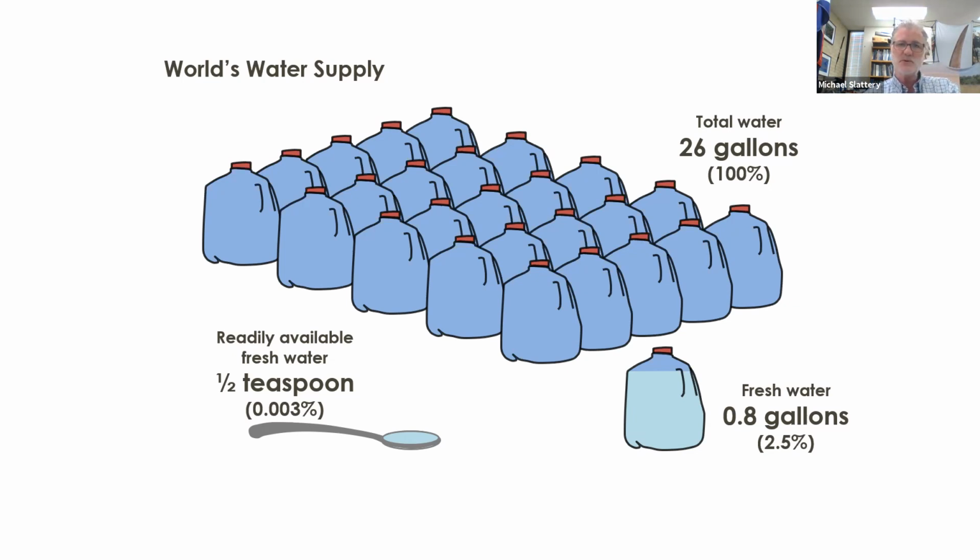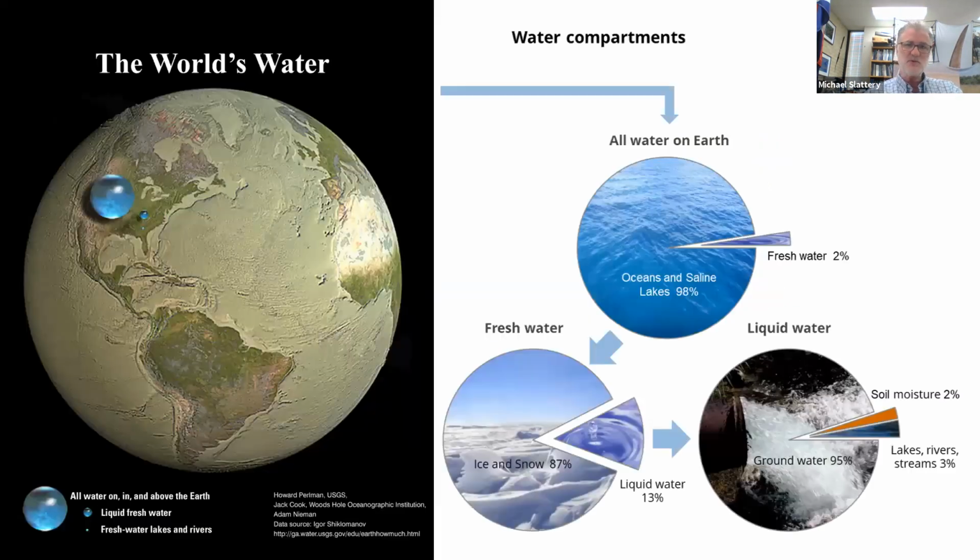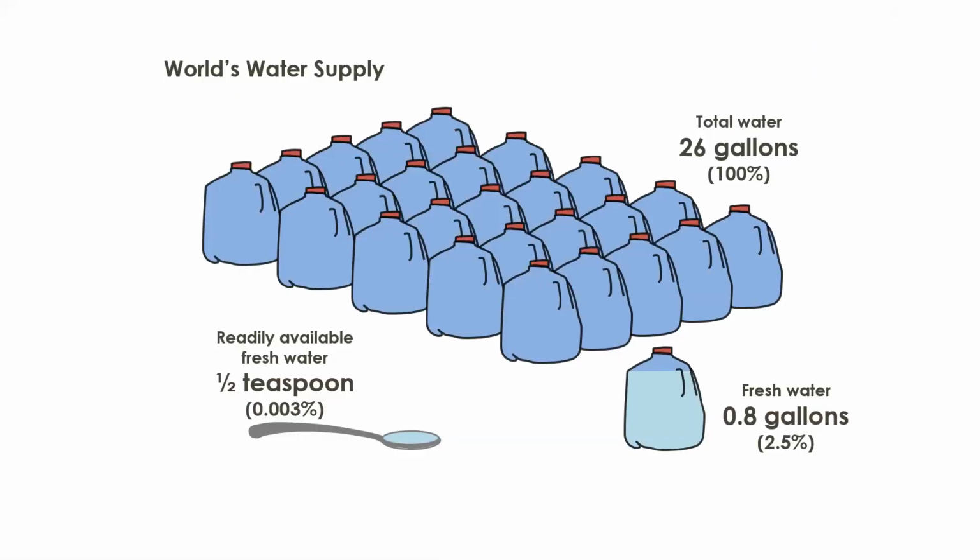So any comments or thoughts or questions? Does that make sense, going between the water compartments, i.e. where our water is, and just a graphical representation of where that water is?